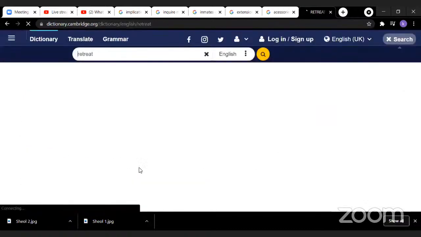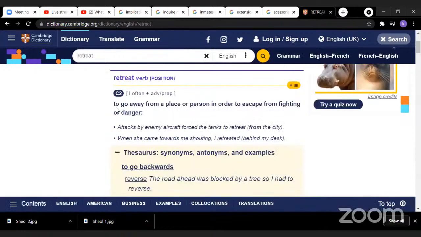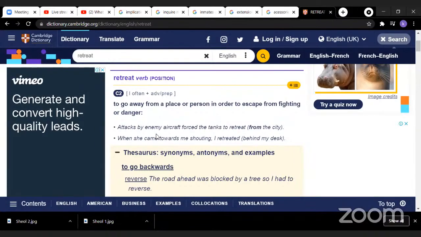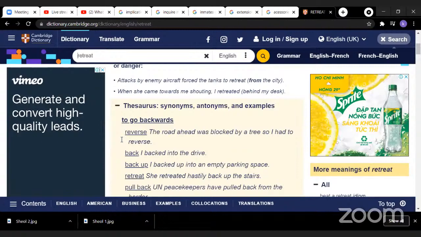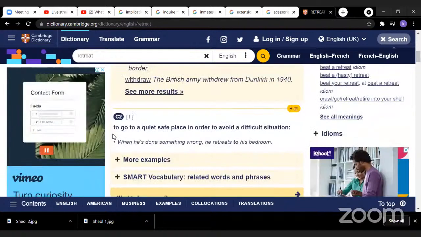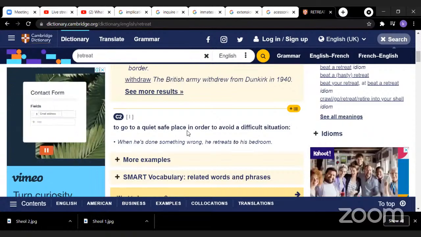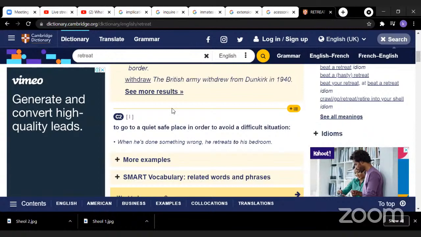All right. So here we see retreat as a verb, to go away from a place or person in order to escape fighting or danger. Okay, so it's basically an escape, a safe place. Two, to go to a quiet, safe place. Oh, there it is. To go to a quiet, safe place in order to avoid a difficult situation.